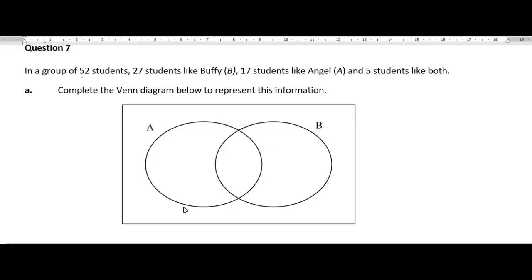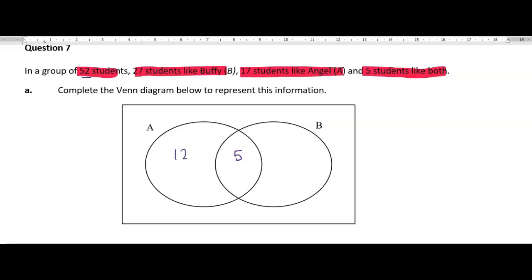So we've got 52 students in total. Actually, I might just highlight the important parts. 27 like Buffy, 17 like Angel, and 5 like both. The part of 5 liking both is the important part, so that goes in the middle here. With Angel, 17 like Angel, and we've already included 5 of them because 5 like both, so the other 12 only like Angel. And with Buffy, 27 like Buffy, but 5 like both, so only 22 just like Buffy.